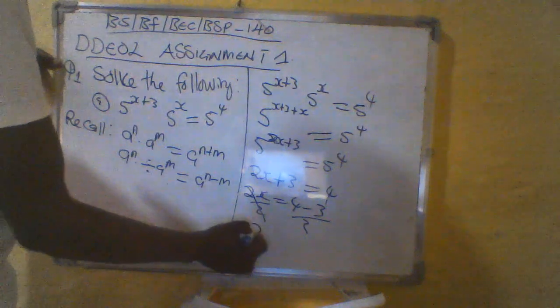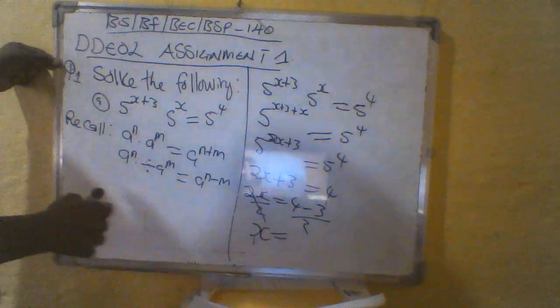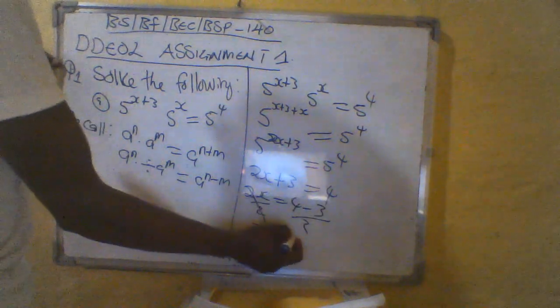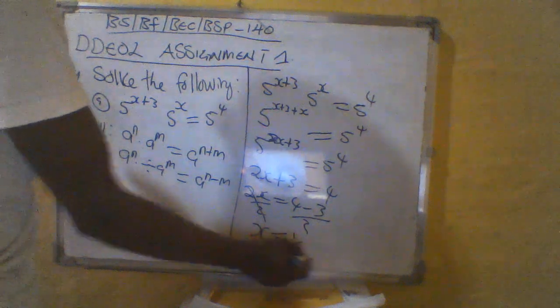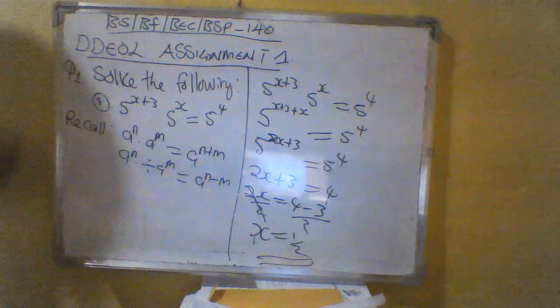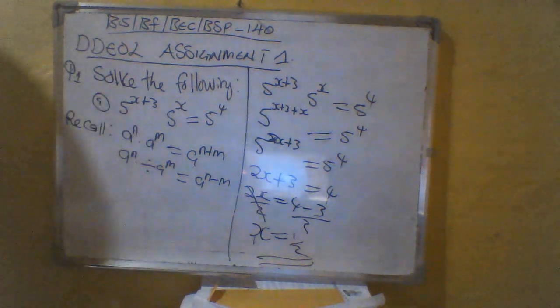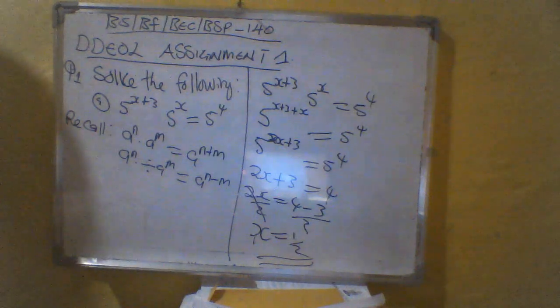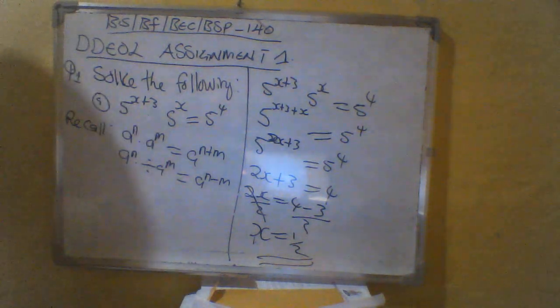These two will go so that I can have my x value to be equal to 4 minus 3, that's 1 over 2. And we have solved the equation. So the value of x in this equation becomes x is equal to 1 over 2.